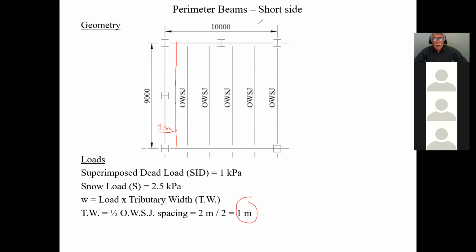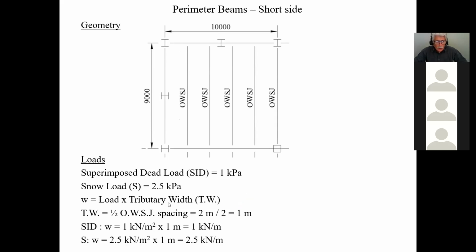And of course, what this gives me is a superimposed dead load of 1 kilonewton per meter, and a snow load of 2.5 kilonewton per meter. So this is not a very heavy load, fairly light, and the spans are relatively small. So you should end up with something that is relatively small.